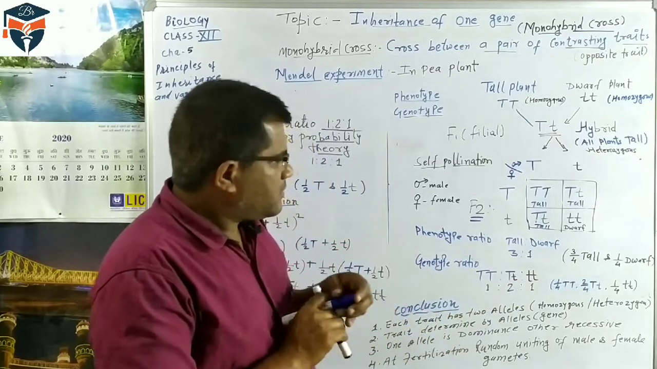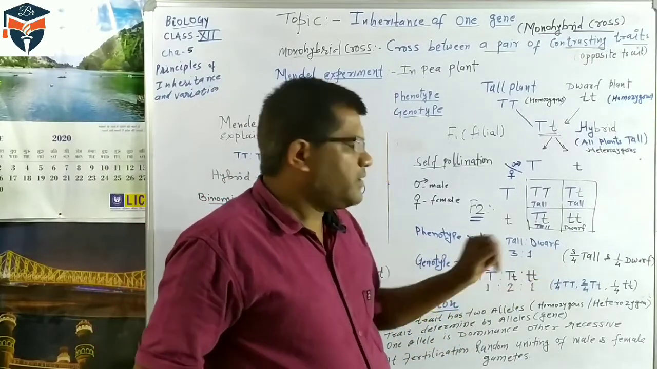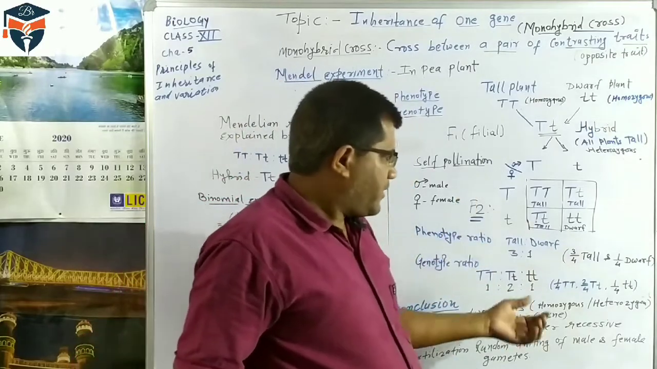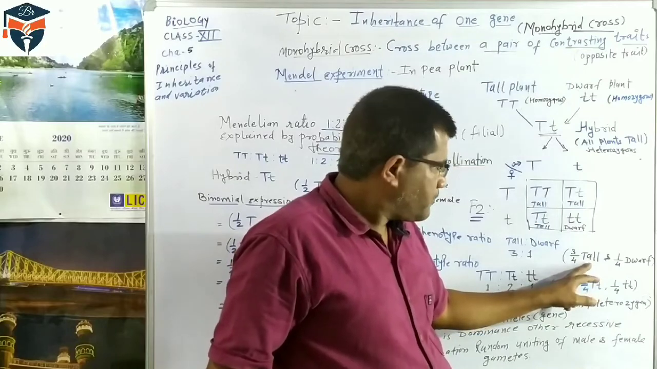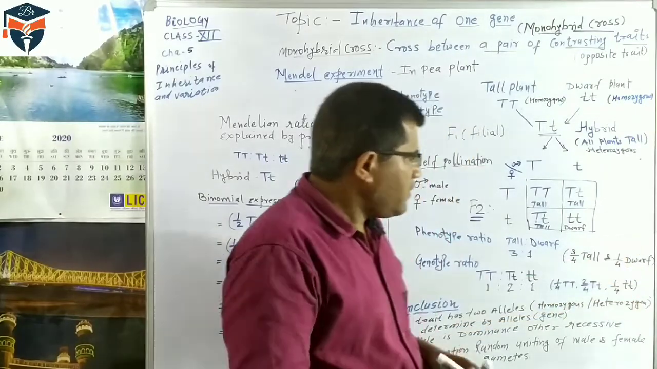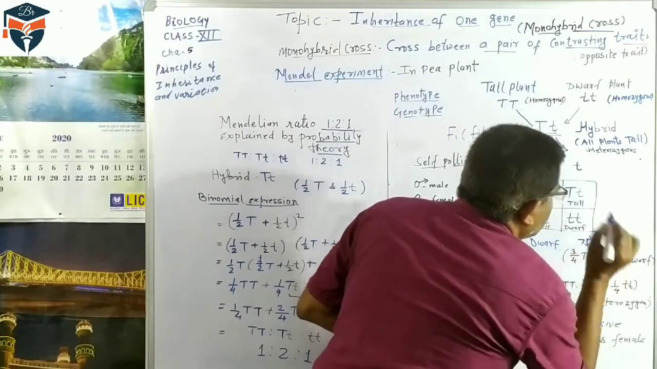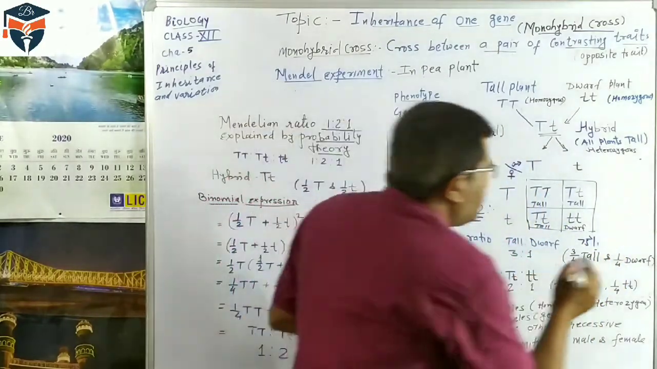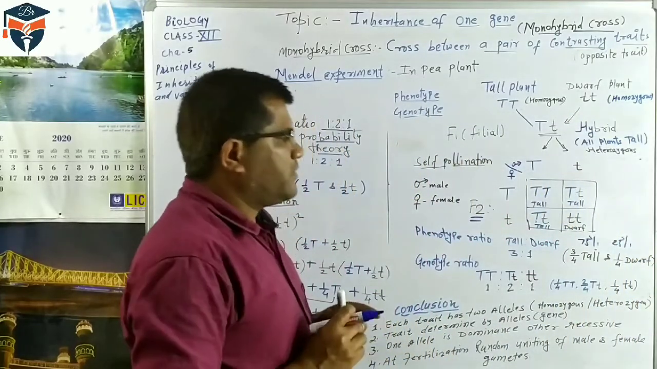It means 3 offspring are tall, whereas 1 offspring is dwarf. In other words, out of 4, 3 are tall, and out of 4, 1 is dwarf. It means 75% of the progeny are tall, and 25% of the progeny of the F2 generation are dwarf.